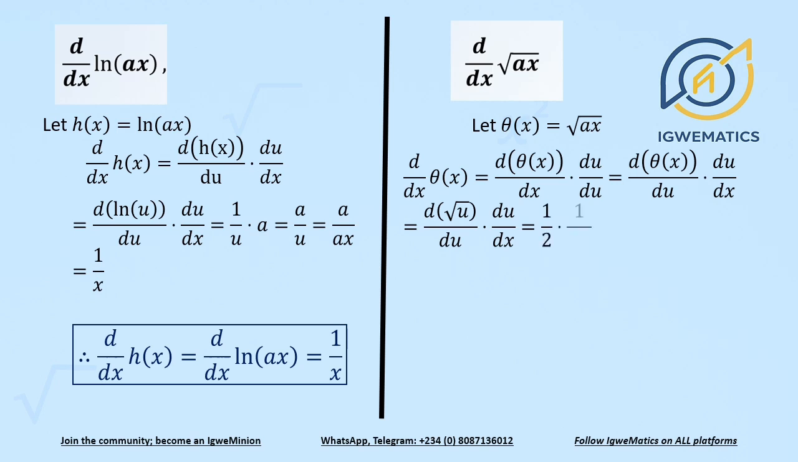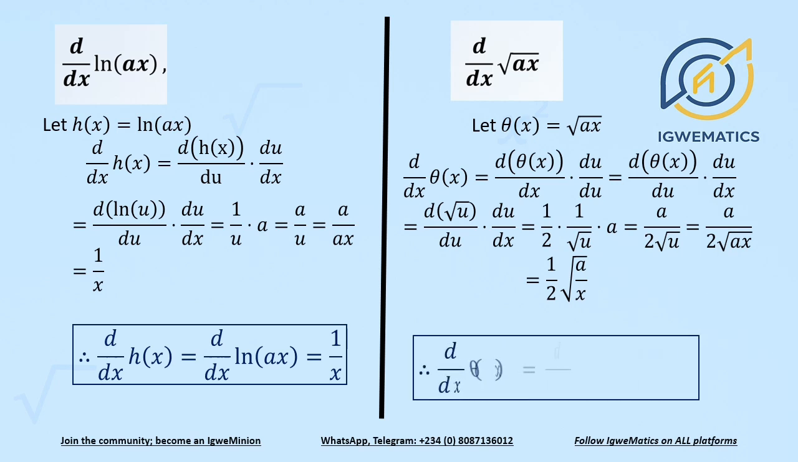So if we change the numerators, we have the derivative of e^x with respect to u times du/dx, which is equal to the derivative of theta of x, and that is simply half of the square root of a divided by x. So the derivative of the square root of ax is equal to half of the square root of a over x.